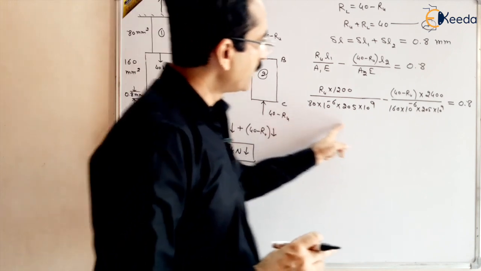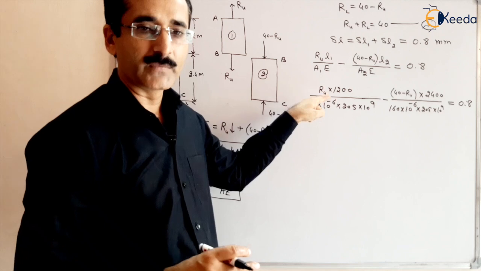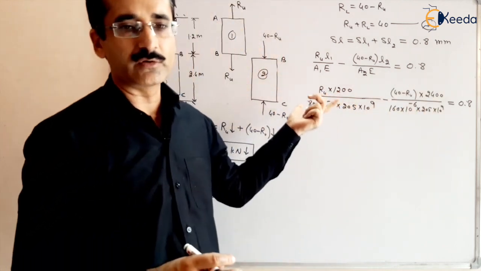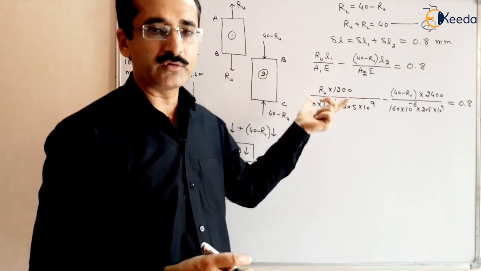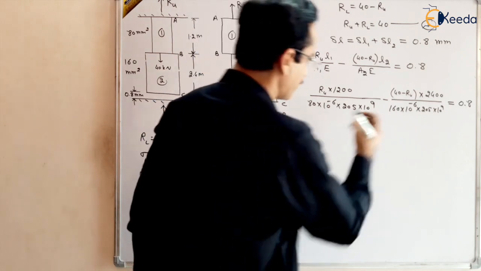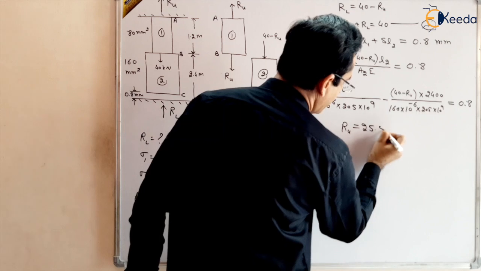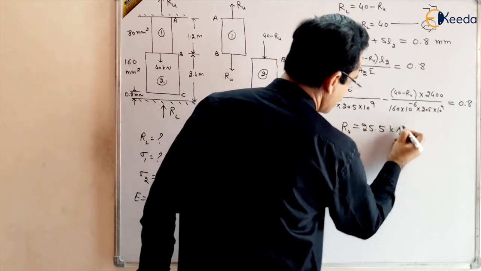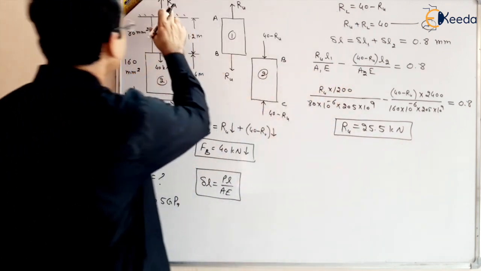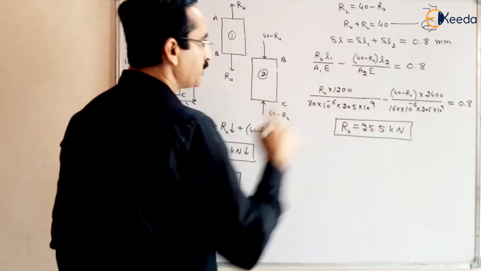Now there is only one unknown here. What is the unknown? Ru, the reaction at the upper end. When you solve it, it can be easily solved through a calculator, and you will get Ru as 25.5 kilonewton, right? And it is positive. It shows that the direction chosen by us was correct, because it is positive. So we have got one reaction, Ru.